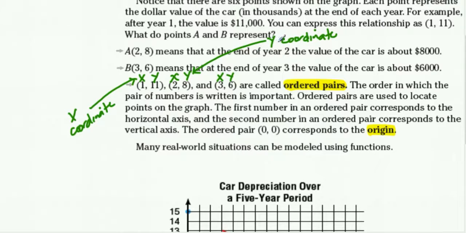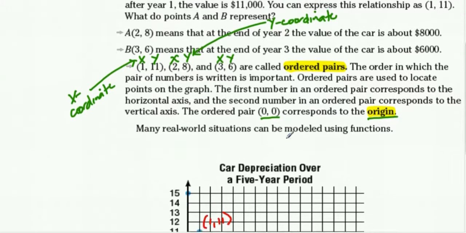Review that in 7th grade and in 6th grade as well. The first number in the ordered pair corresponds to the horizontal axis. The second number corresponds to the vertical axis. The ordered pair 0, 0 corresponds to the origin. So when you have an ordered pair 0, 0, it is also called the origin.